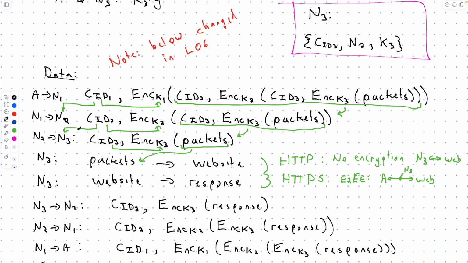So then it knows it's sending to N3. It has the decryption key, so it decrypts it, and then it drops it to N3. N3 will use CDID3. It will get its K3. So it has CDID3 and it has K3. And then it's going to look at the packet, and the packet's going to tell it where to go.